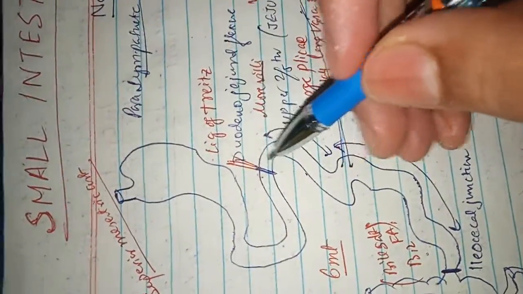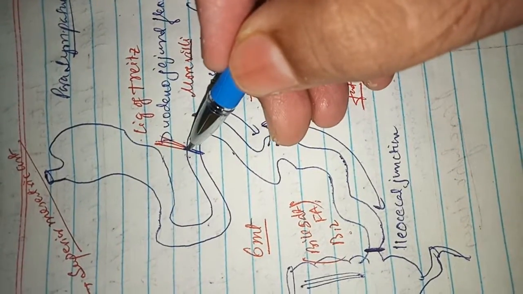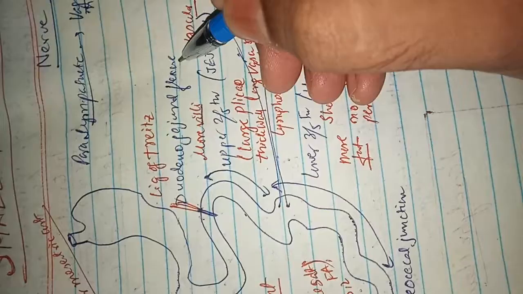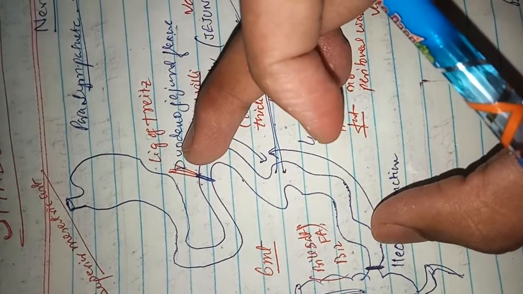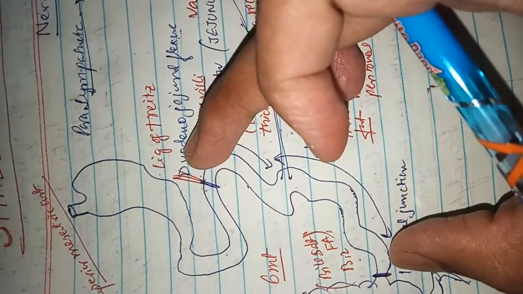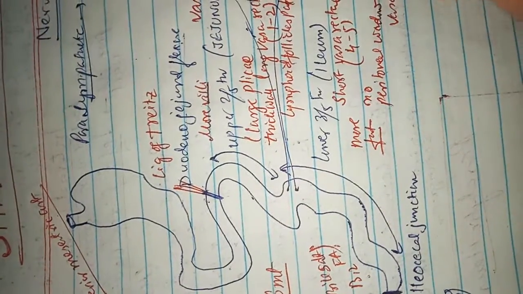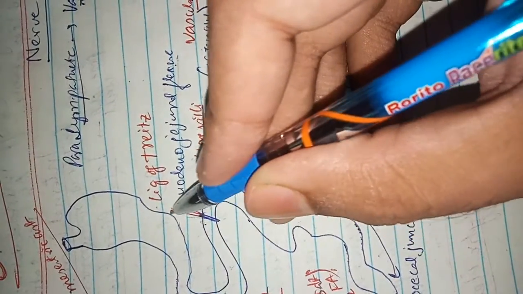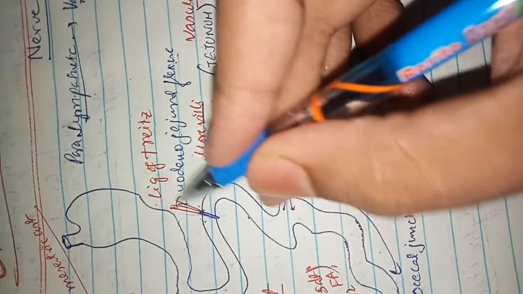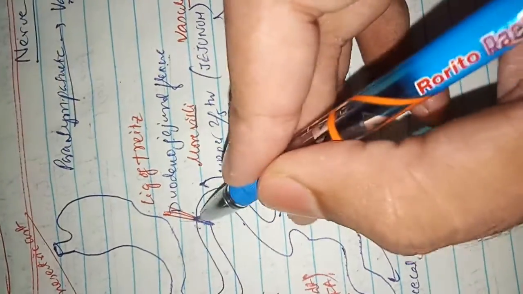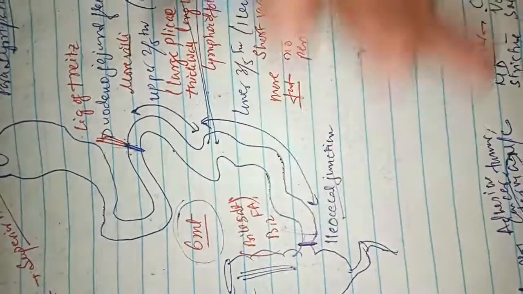So the small intestine, or the small bowel, is basically located between the duodenojejunal flexure and the ileocecal junction. In between them, the whole loop of the bowel is the small intestine. The upper marking is the ligament of Treitz, where the duodenum is attached, with the duodenojejunal flexure, and the lower end is the ileocecal junction. What is the length? It is 6 meters.